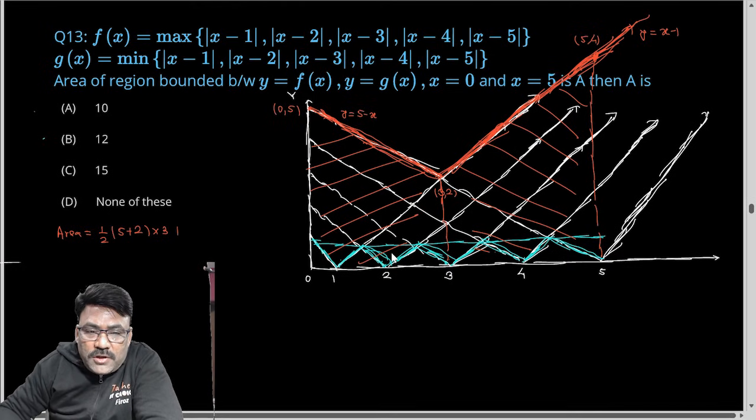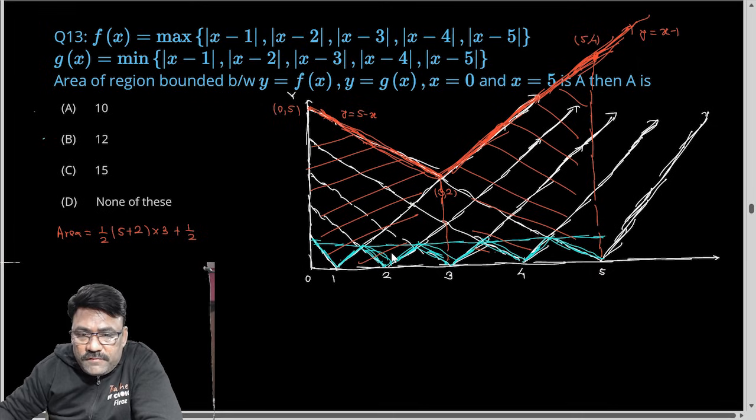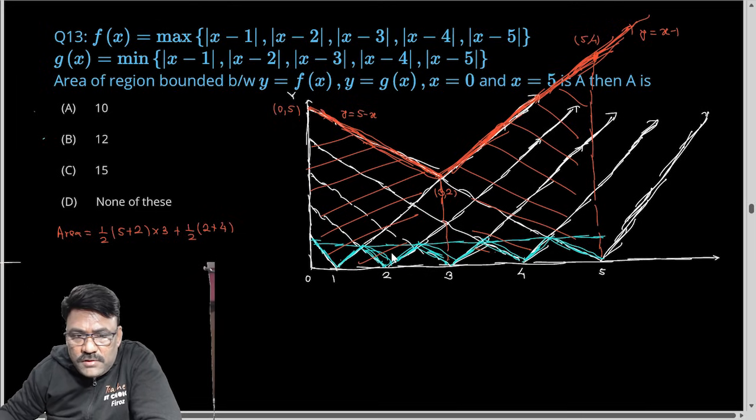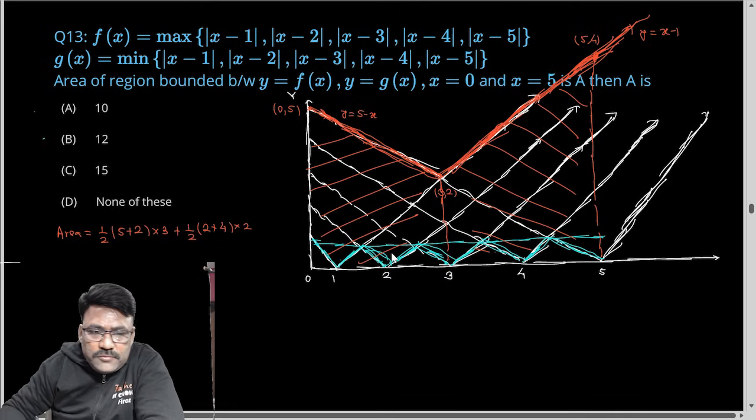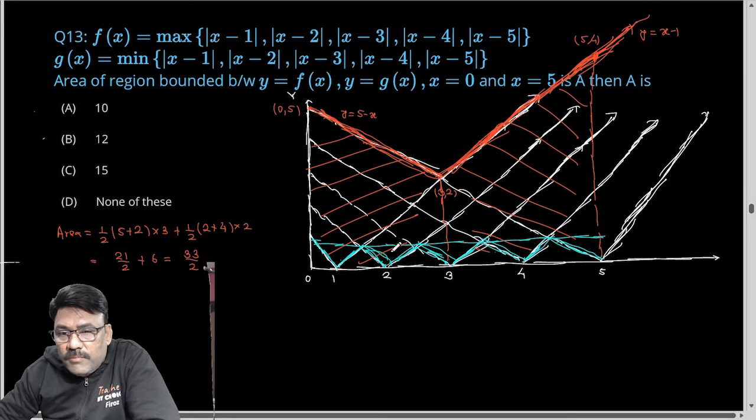Then again a trapezium, half. This side is 2. This side is 4. And distance between this side is 2. Half sum of parallel sides. Distance between the parallel sides is 2. Here I'm getting 5 and 2, 7, 21 by 2. And here I'm getting 6. So it is 33 by 2. This is the area bounded by maximum graph.